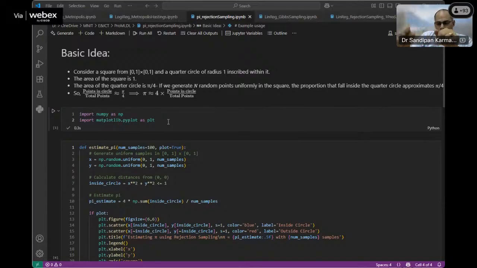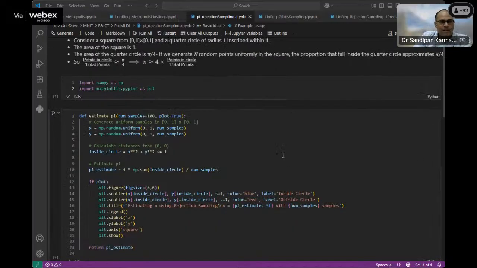So you have a 1 by 1 square, and in that a quarter circle you have drawn, right? And you are trying to sample points which will be thrown into this quarter circle area. Here, first we are importing the packages, that is NumPy and Matplotlib pyplot. You can open these codes in your Jupyter notebook and try to run it.